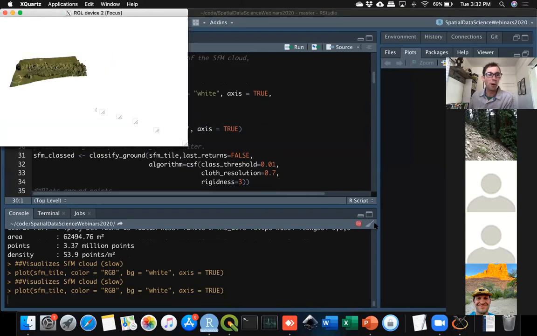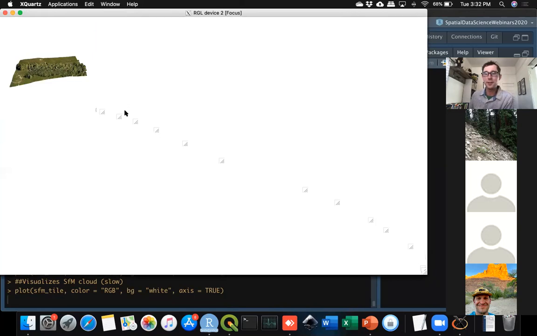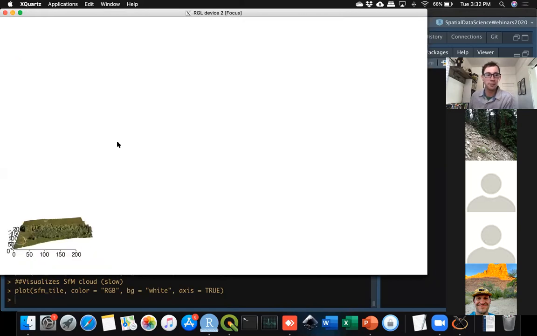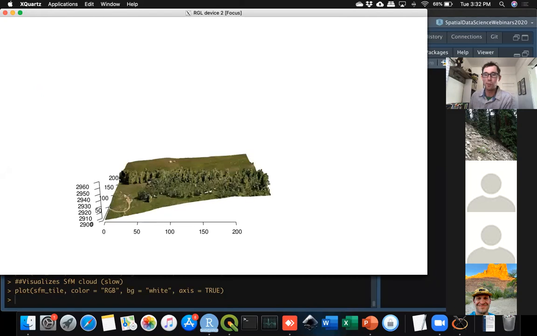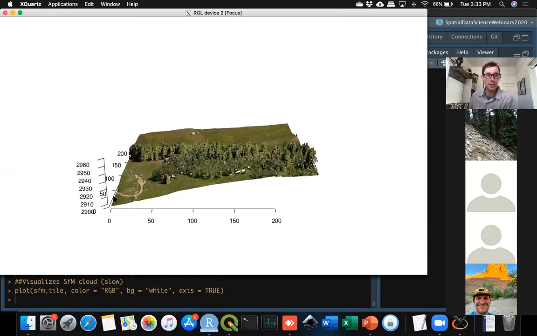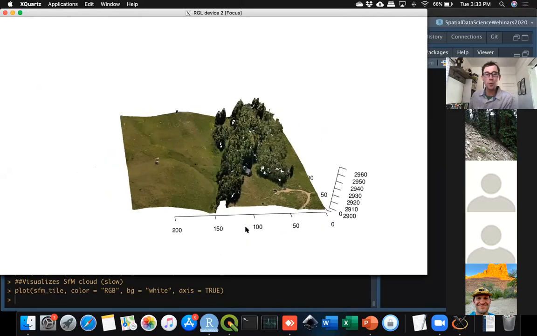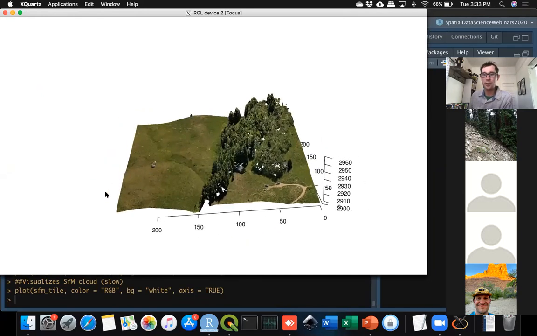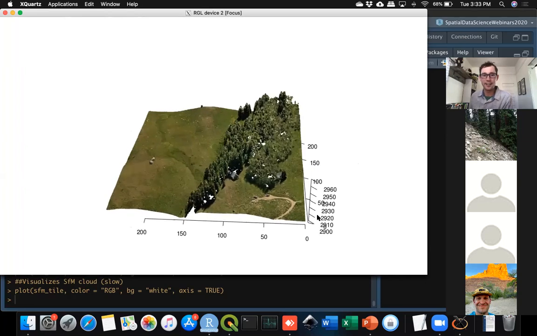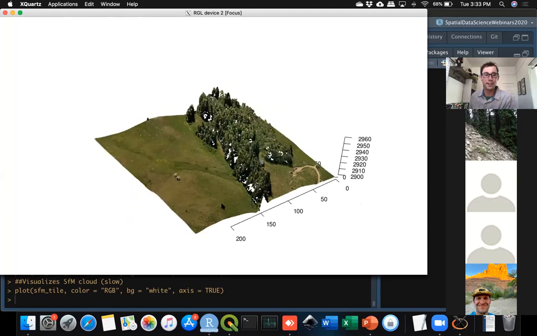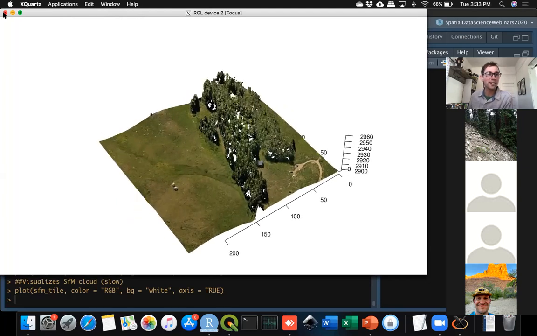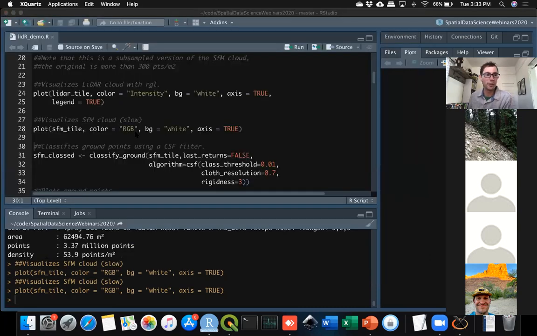So this is feasible for small point clouds, but as soon as you get it up into the tens or hundreds of millions of points, it's really not going to be performant enough. And that's because it's based on the RGL package that just doesn't do some of the rendering tricks like octree sparsity or ambient occlusion that CloudCompare does. So it works pretty well for the purpose of visualizing small point clouds or making figures, but isn't going to be great for visualizing really large data sets.